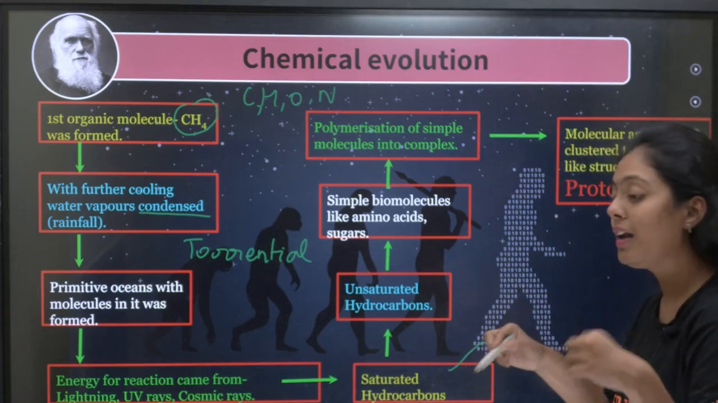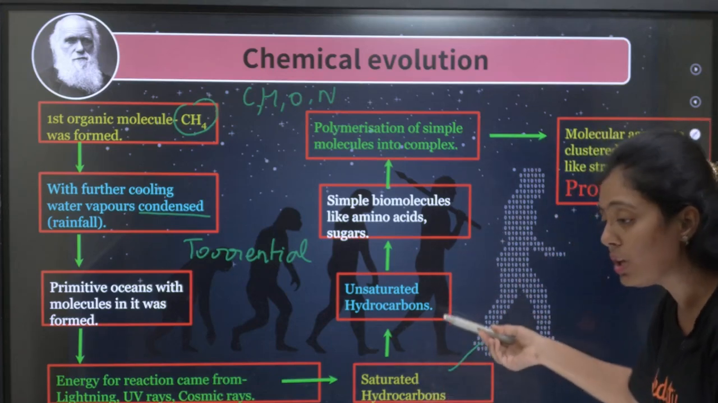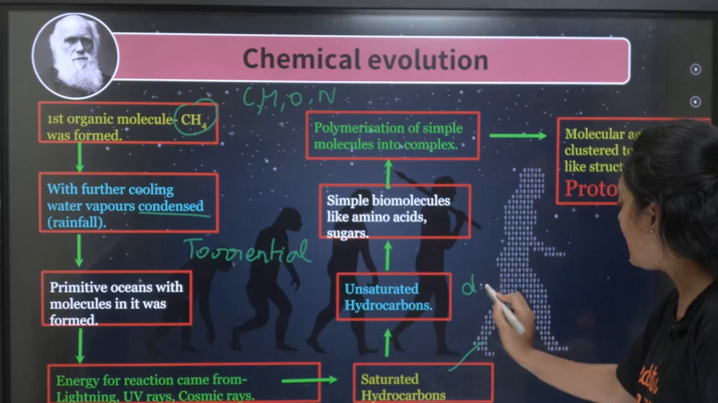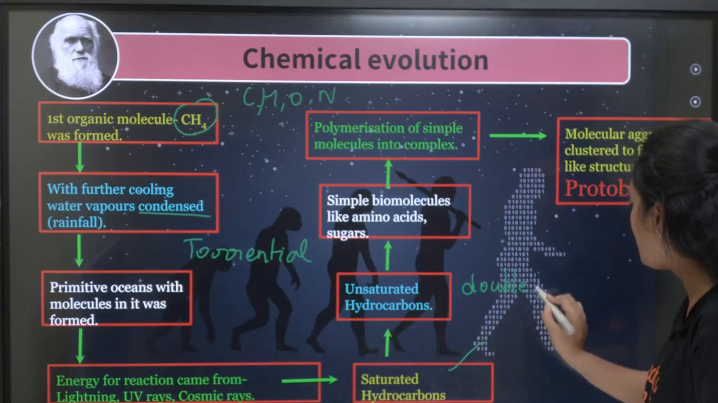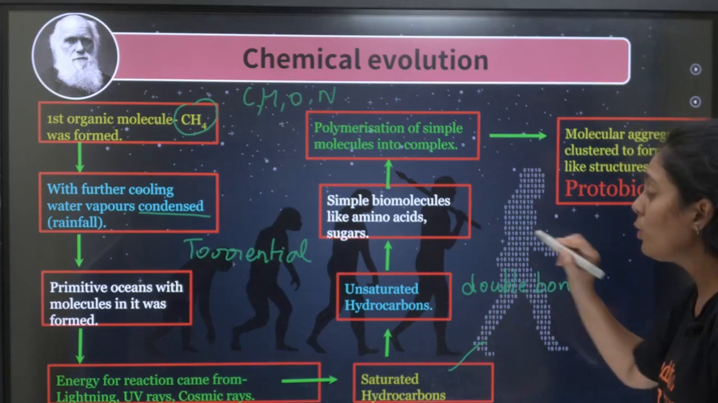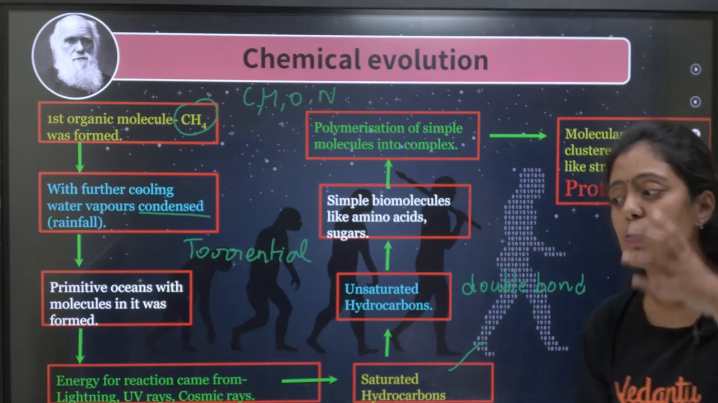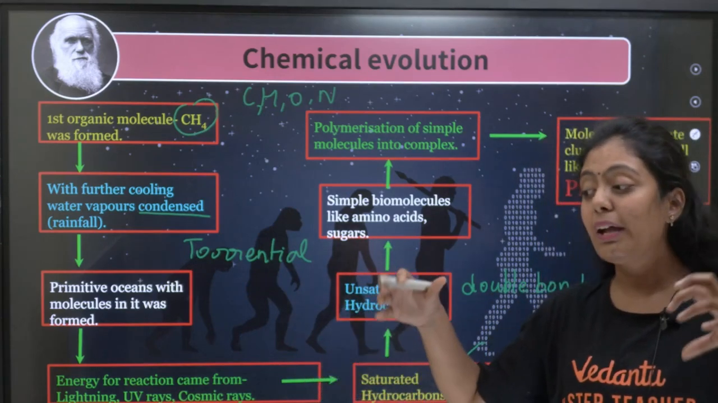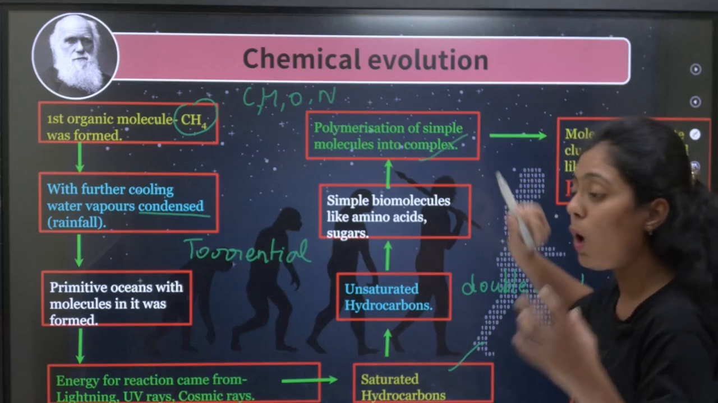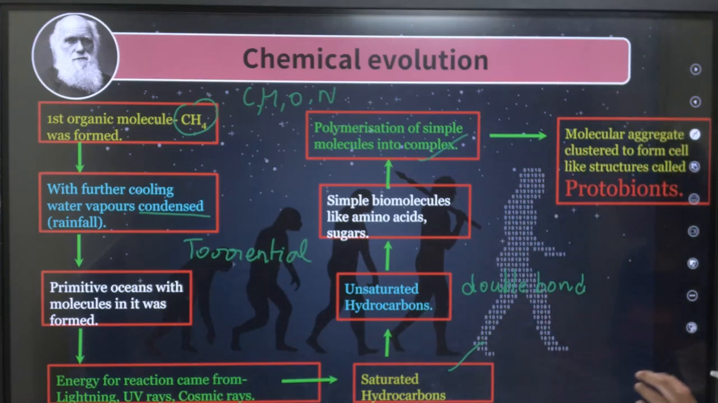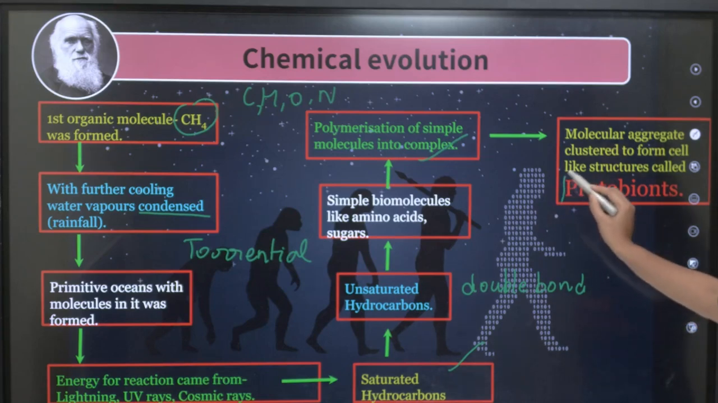They formed saturated hydrocarbons. They formed unsaturated hydrocarbons, which had double bonds. Now they form simple biomolecules like amino acids and sugars. And finally, they polymerize into complex molecules. And these molecular aggregates cluster to form cell-like structures called protobionts.